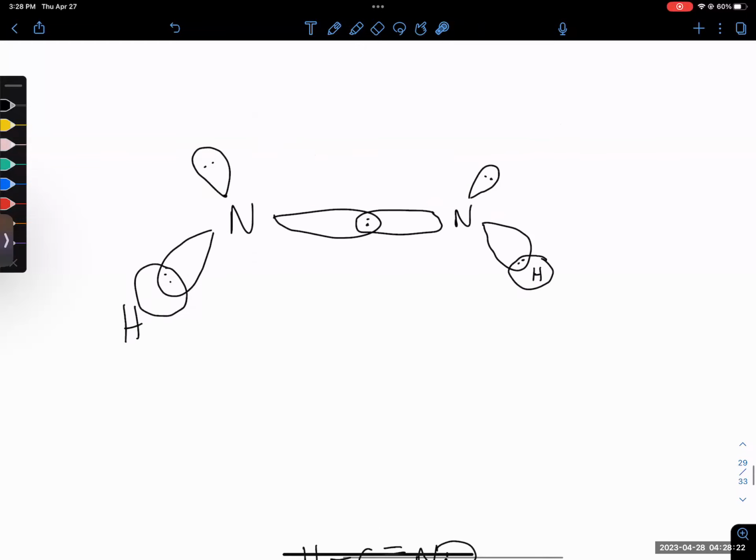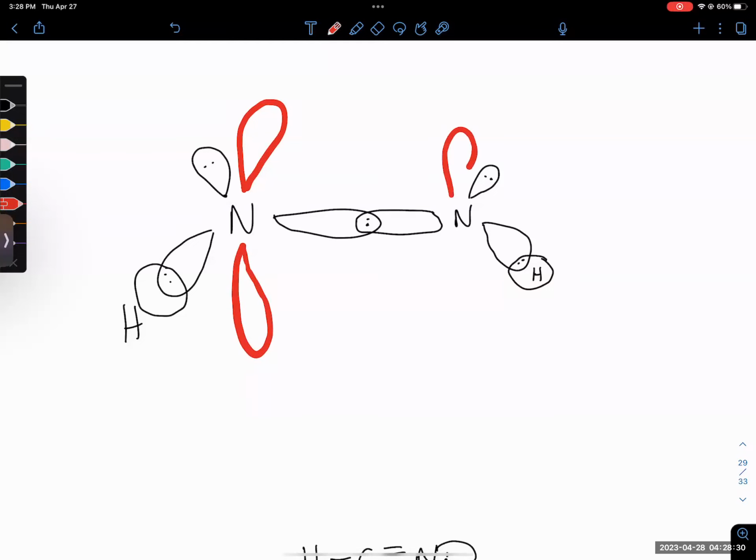Okay, so the best way to understand this, the best way to envision it, is using literally what the orbitals look like. And you're going to be like, what the hell is he drawing?